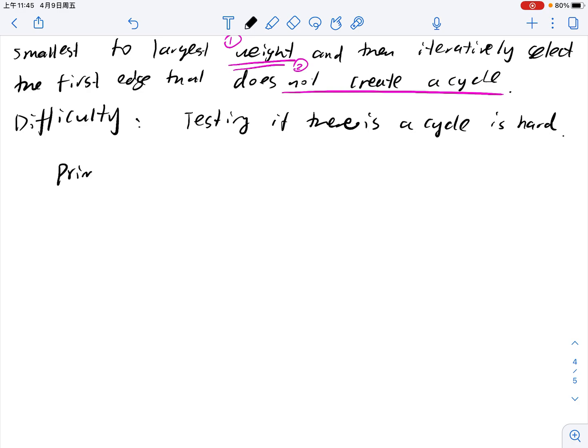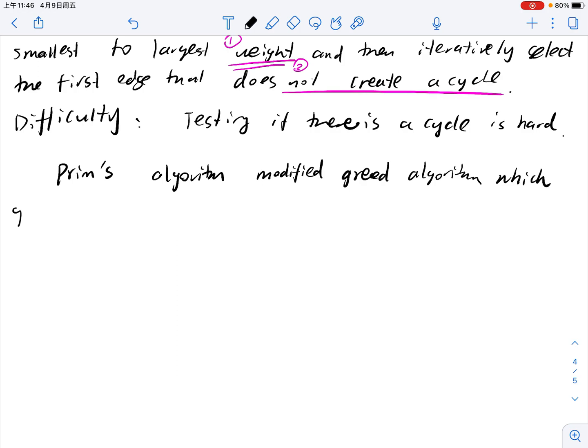Okay, so usually when we're not satisfied with certain results or a certain method, some people will come up with a desire to invent a new method to overcome the difficulty. So here's Prim's algorithm, a modified greedy algorithm, which gets rid of testing cycles.